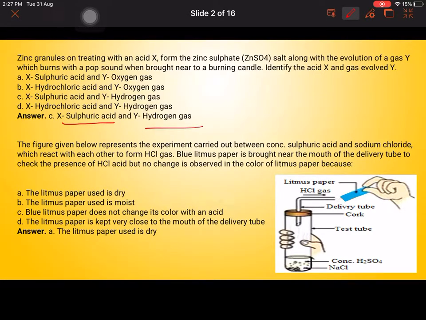The figure given below represents the experiment carried out between concentrated sulfuric acid and sodium chloride, which react with each other to form HCl gas. Blue litmus paper is brought near the mouth of the delivery tube to check the presence of HCl, but no change is observed in the color of the litmus paper. This is because the litmus paper is dry. Ions are released only when the litmus paper is wet.